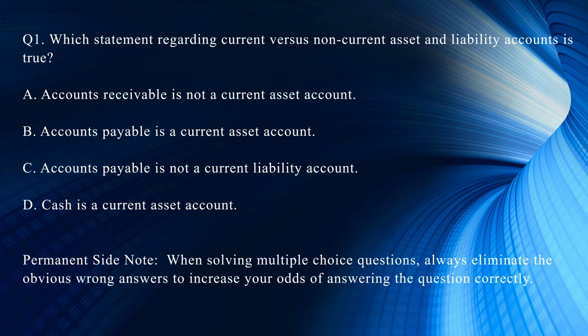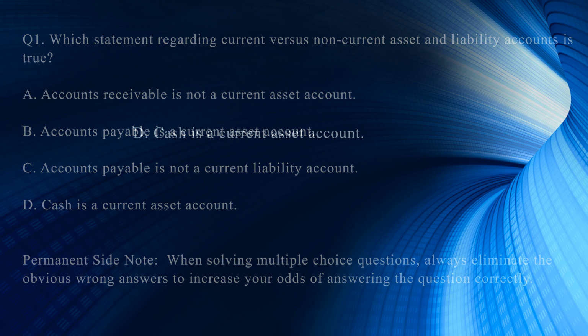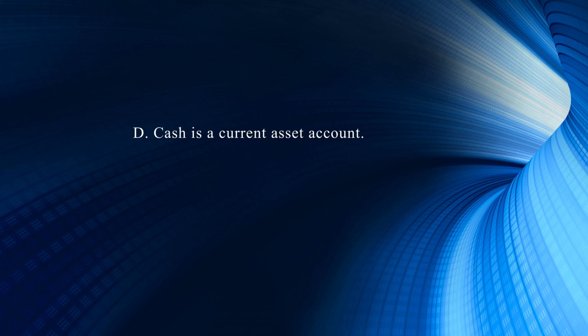And last is D. Cash is a current asset account. And we know, yes, that is correct. Cash is a current asset account. It is always liquid. So we have D. So yes, it would be D.